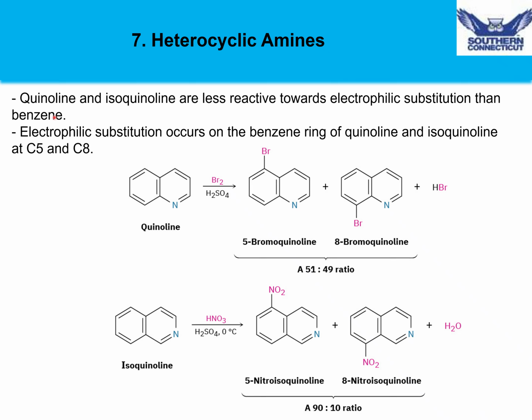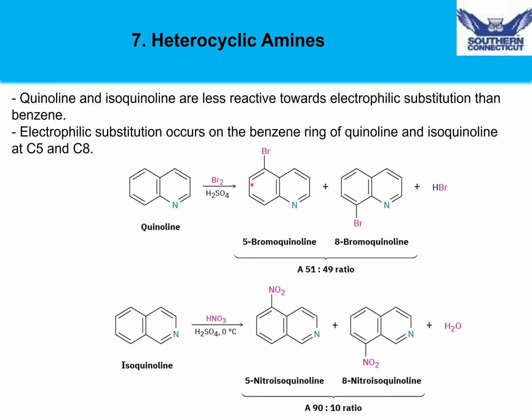Similar to pyridine, quinoline and isoquinoline are considered electron-poor rings. As a result, the reaction is generally slow. Here's an example with quinoline and a bromination reaction, which leads to the bromine adding to the 5th carbon or the 8th carbon in roughly a 1-to-1 ratio.